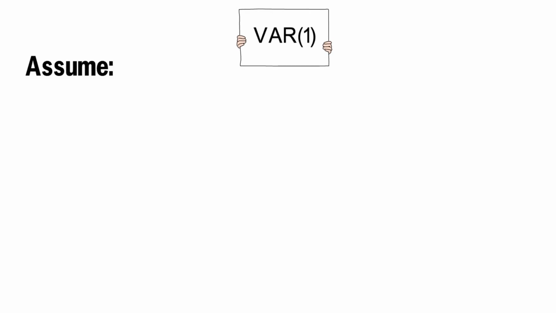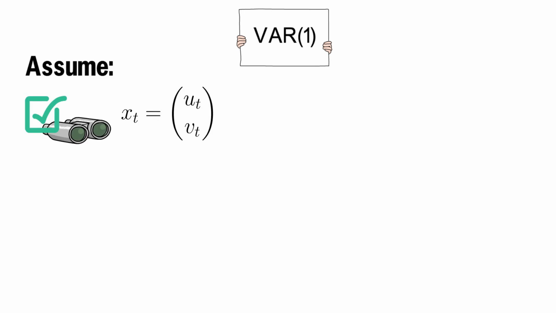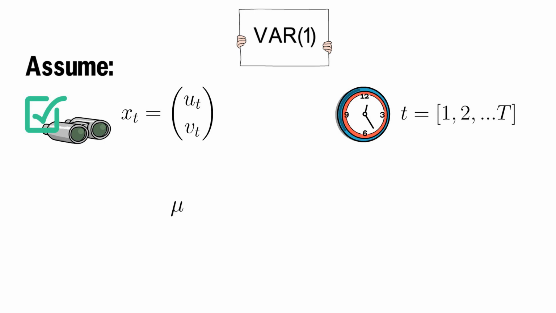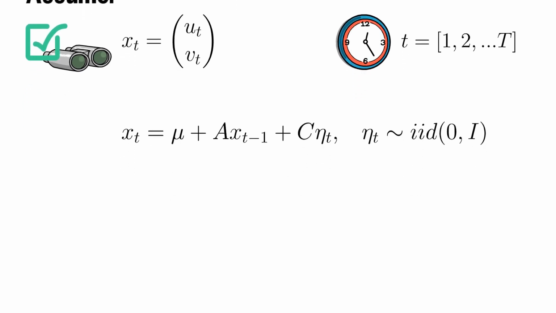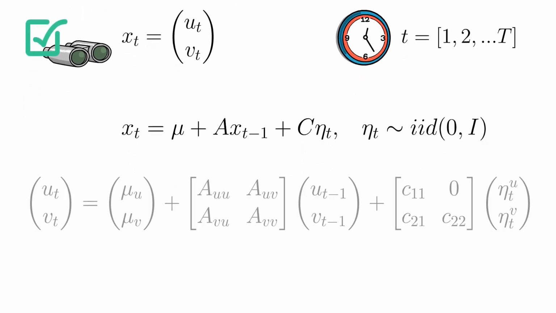Assume xt is two-dimensional, meaning xt is a column vector consisting of ut and vt. Both are observed. And assume that time goes from 1 to capital T. So the VAR1 has a constant mu and an autoregressive matrix A and a volatility matrix C. So the entire VAR1 can be written as follows. In order to be very student-friendly, I wrote down explicitly the last equation in terms of ut and vt.